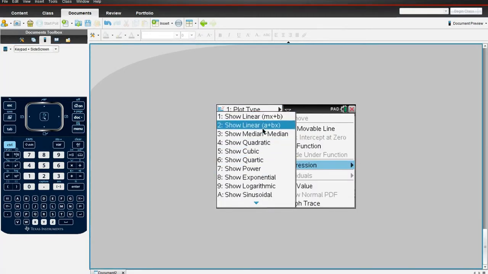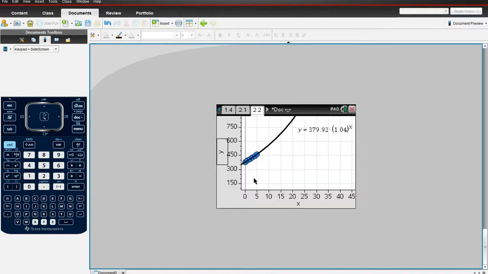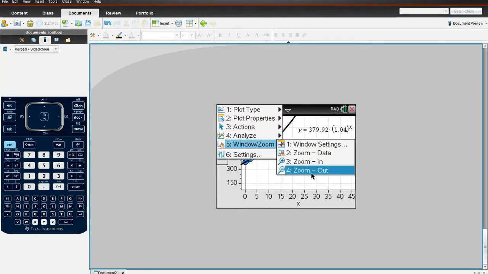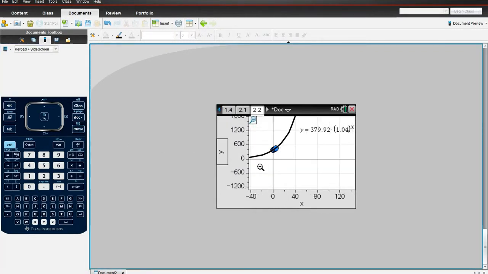Now we can do one other thing, and let's go ahead and put in what the equation would look like. So regression, we know it's exponential, so 4, 6, 8, and you'll see that they are right on that line. If you want to zoom back in, you can zoom out, and you'll see that there's definitely a line going on there. Okay, so our equation is 379.92 times 1.04 raised to the x.